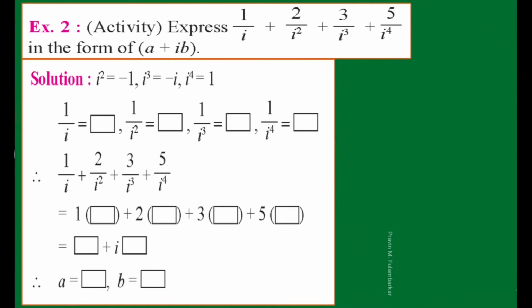But we have asked this question in the form of an activity, so we follow the steps according to the activity. In the solution, i square equals minus 1 is given, i cube equals minus i is given, i raised to the power 4 equals 1 is given. So we have to first find the value of 1 upon i. From the chart you can get the value of 1 upon i, that is i raised to the power minus 1. So you can write the value of 1 upon i as minus i.